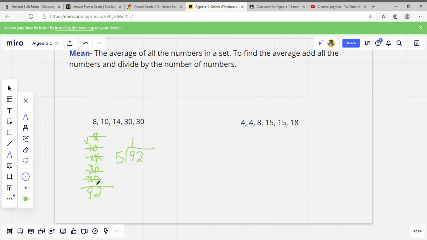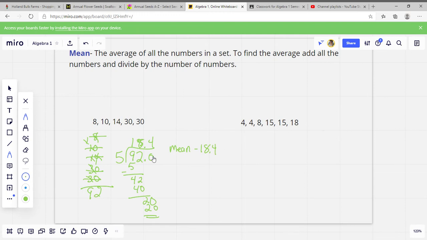And let's see, it goes 1 time. 1 times 5 is 5, and I get 42. 8 times 5 is 40. And I get 2. I'm going to add my decimal. And then 4 times 5 is 20. So my mean for this set is 18.4. And that's just the average of the numbers.